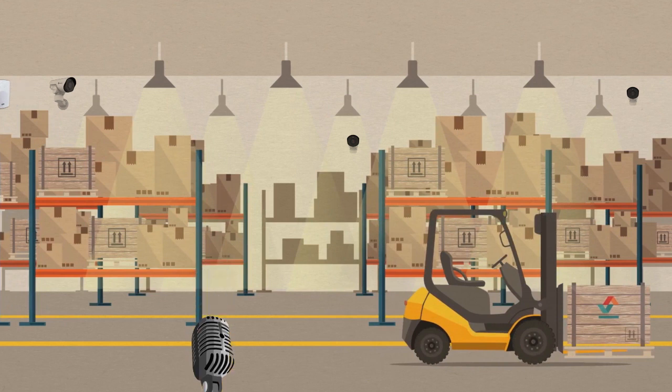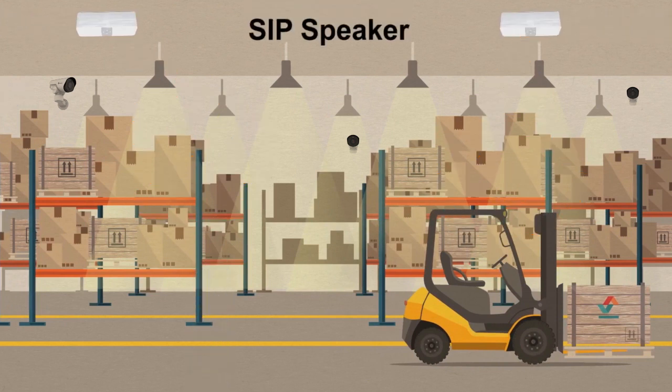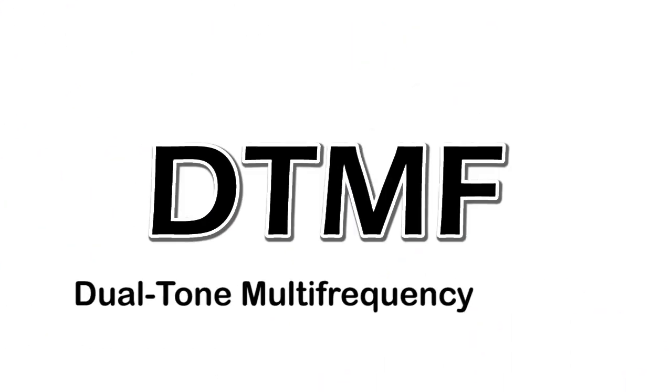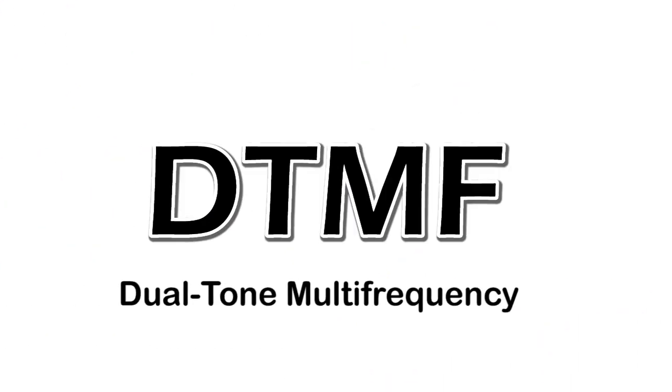On the other hand, if the camera does not have speakerphone connectivity, it also gets fixed by installing a SIP speaker. One of the benefits of the SIP protocol is the use of the DTMF codes feature, which we will examine with an example.